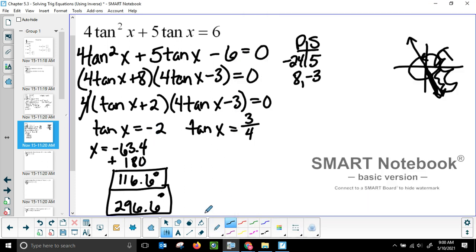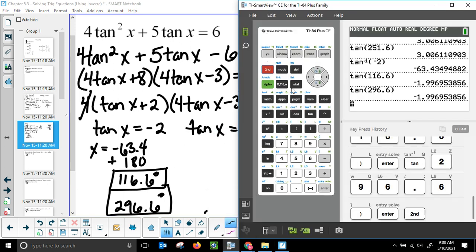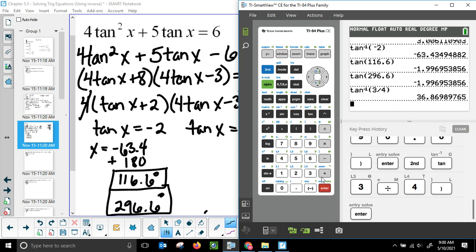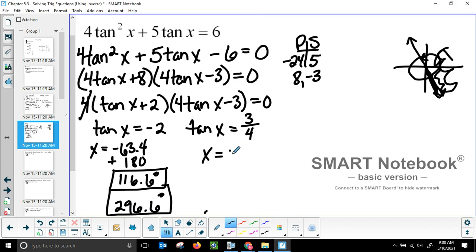Okay. So now we can do the same thing over here. Now I'm going to do the inverse tangent of 3/4. And we get 36.9 degrees. And that's a good one. We like it. It's between 0 and 360. We're good. Of course, the period of tangent is 180 degrees. So if I add 180 to this, I will get 216.9.